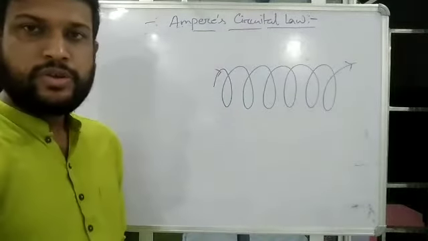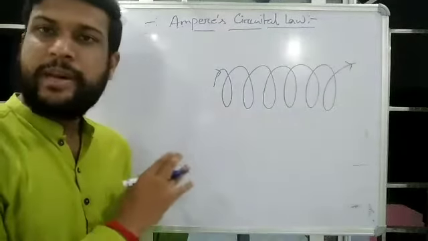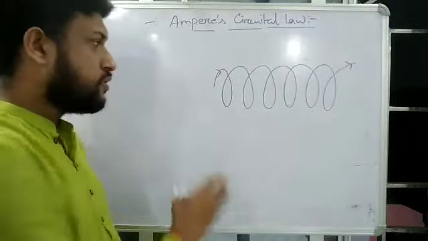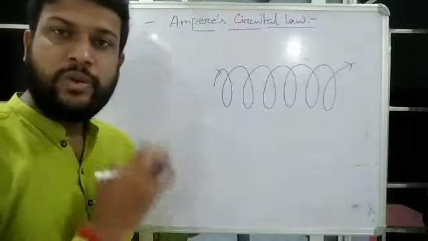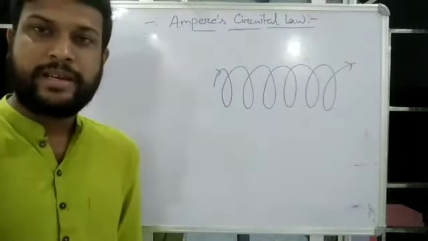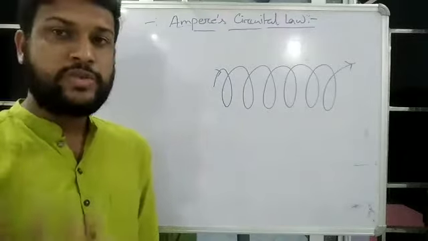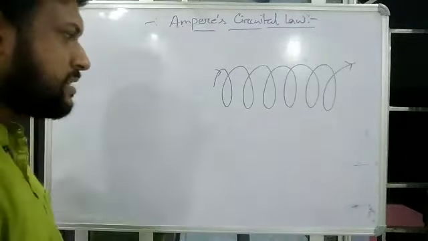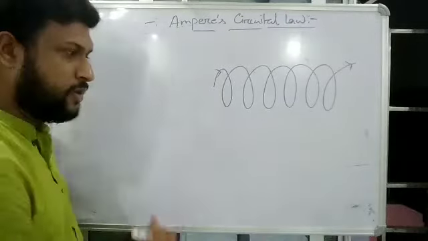Okay. So this solenoid actually behaves like a bar magnet. One of its ends will behave as a north pole and the other end will behave as a south pole. Now which one will be north pole and which one will be south pole? For this, one more concept is important.